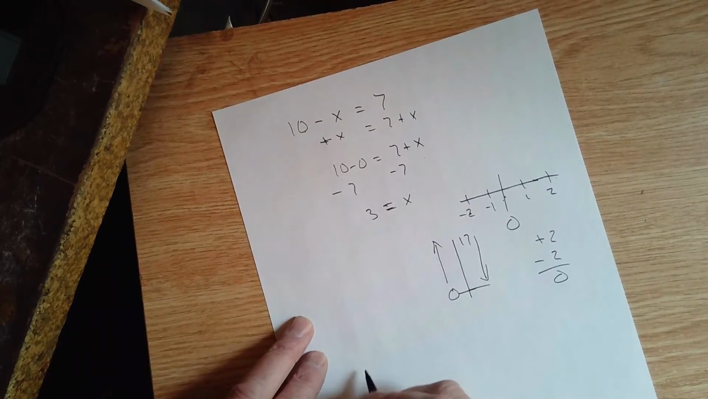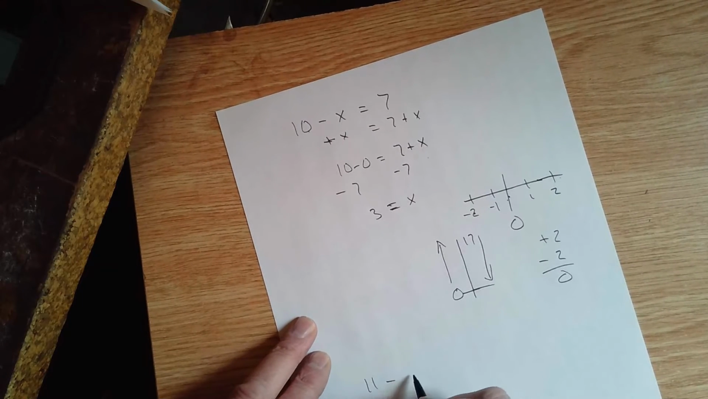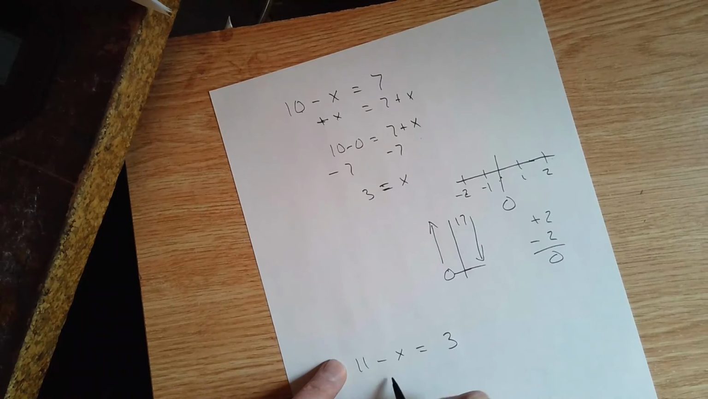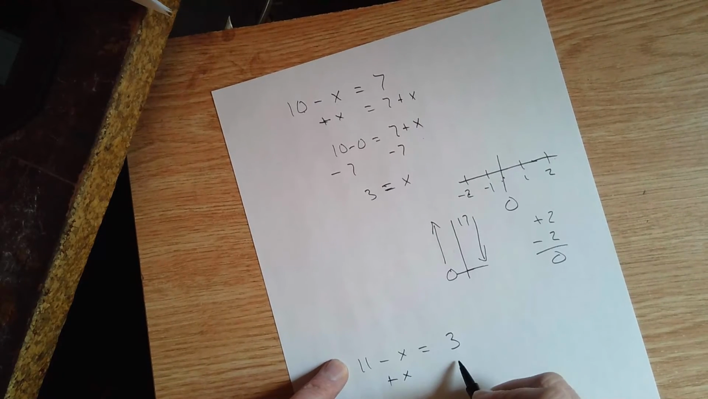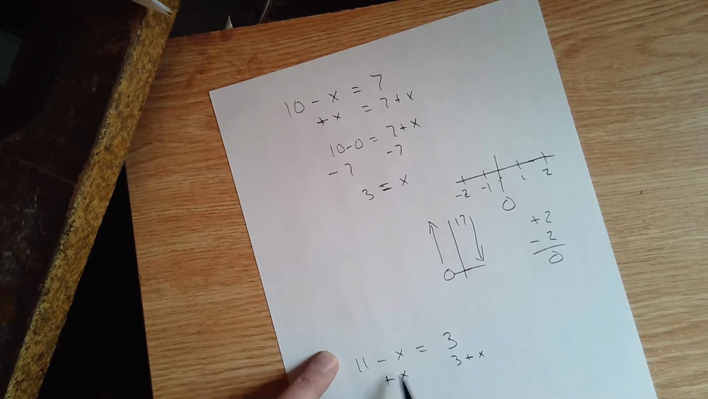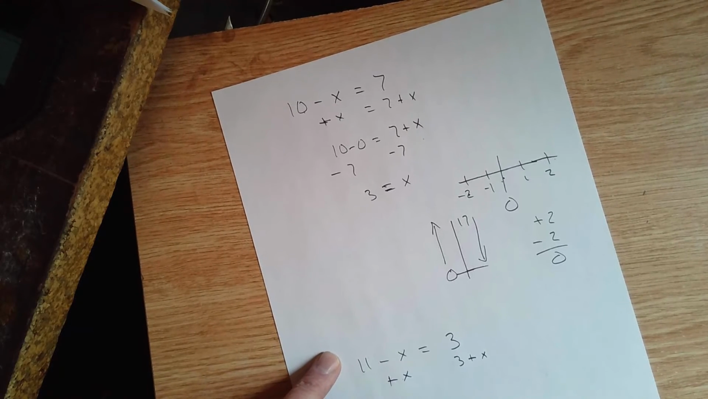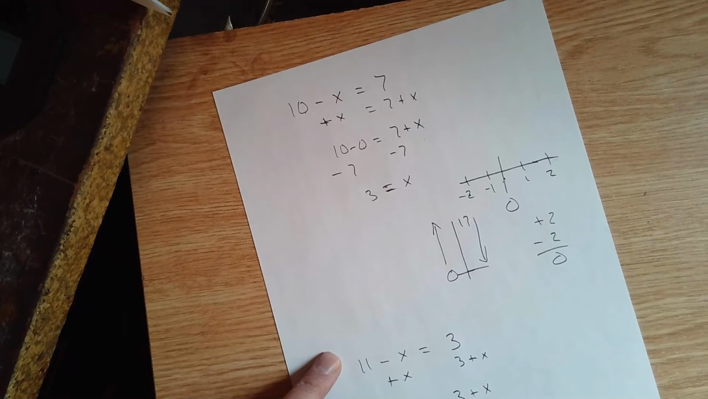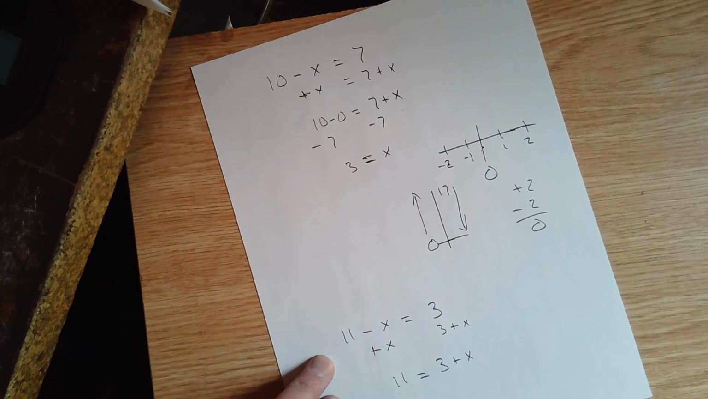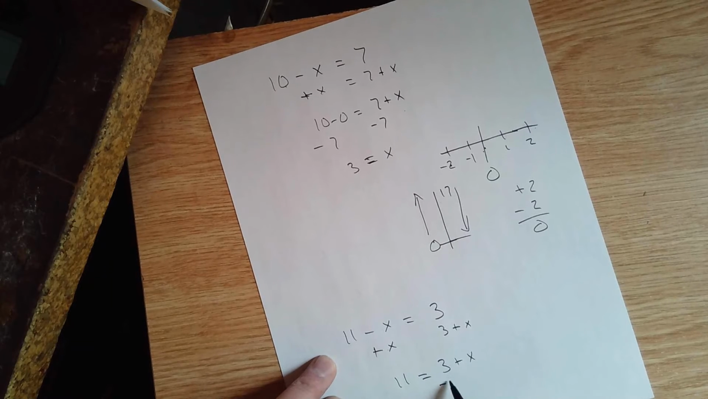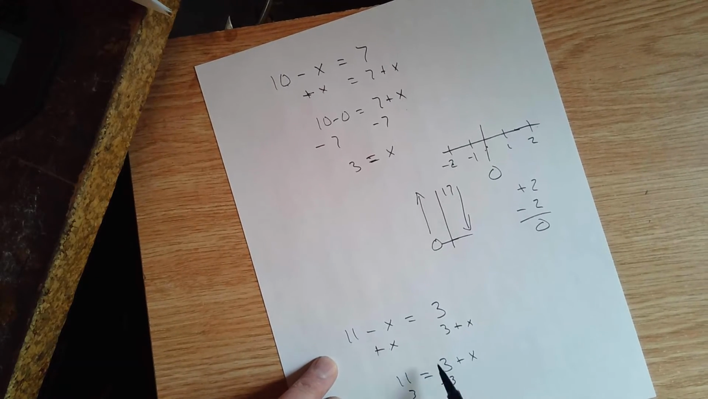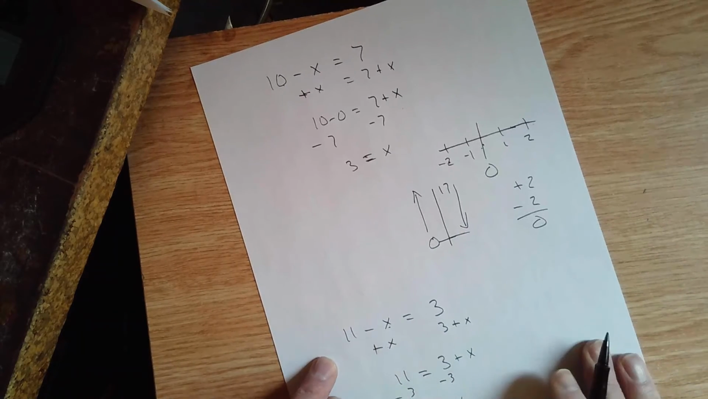Let's look again. Let's do another one. 11 minus x equals 3. Let's add x to both sides. This is 0. This is just 11. That's what I have left. 11 equals 3 plus x. Now we know what to do. It's what we did with the addition problems. Subtract 3 from both sides. 8 equals x. Does that make sense? 11 minus 8 equals 3? Sure it does. Perfect.